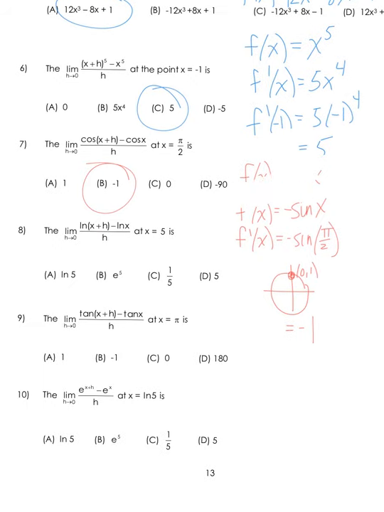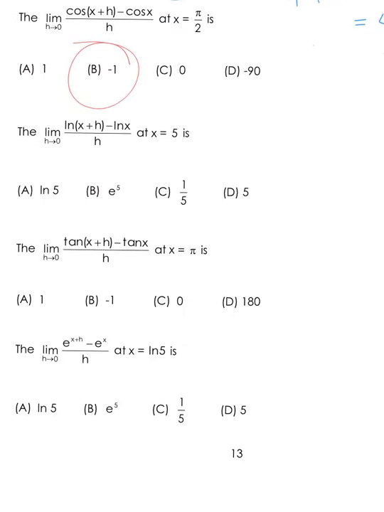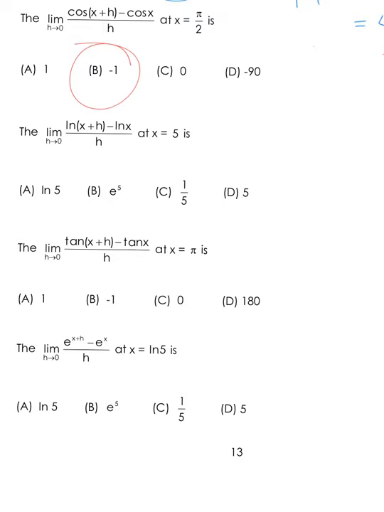Just erase some of this stuff over here. Okay, the next one, the function is ln of x. The derivative of ln of x is 1 over x. I want the derivative at 5. Oops, forgot my prime there. Bad mistake. 1 over 5.